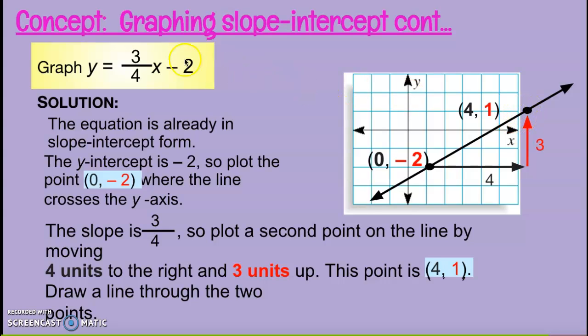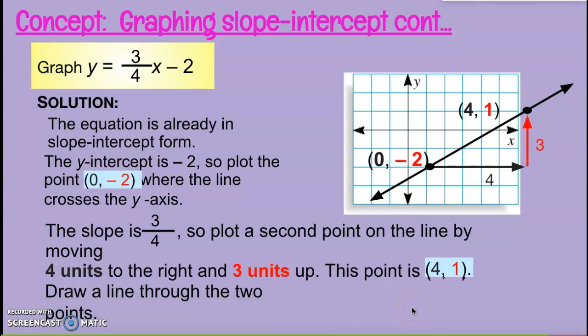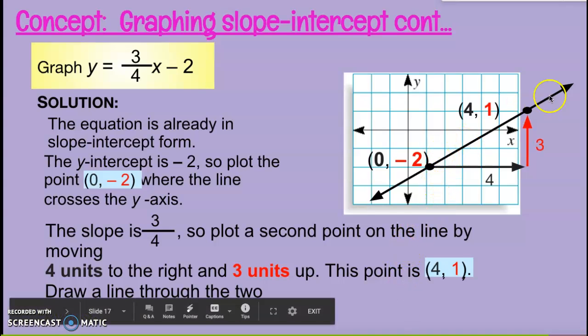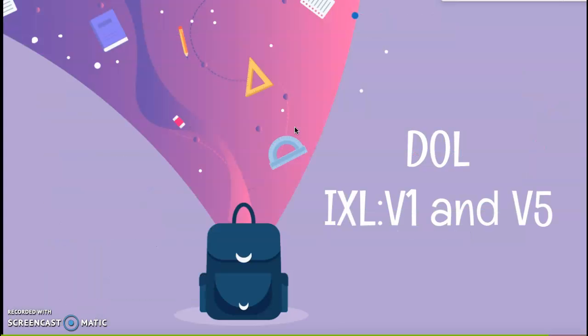Okay, and since it's a positive slope, we do know that it is going to go up from left to right. Okay, once we have figured out 2 points, we connect those 2 points, and that will give us the steepness of that line, or the slope.